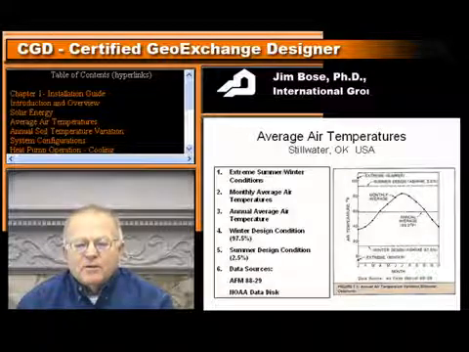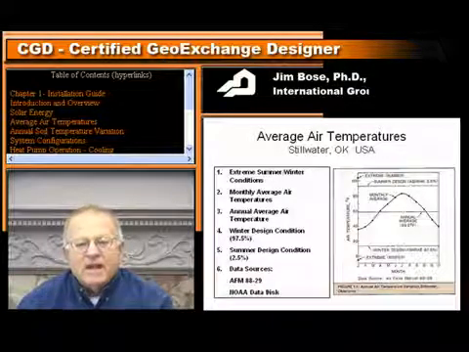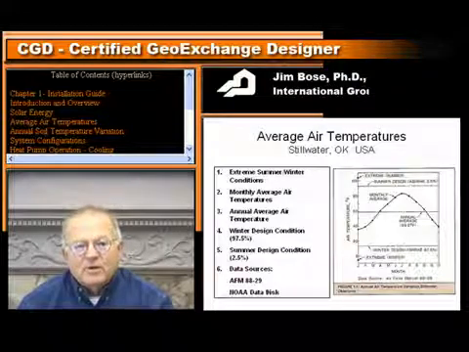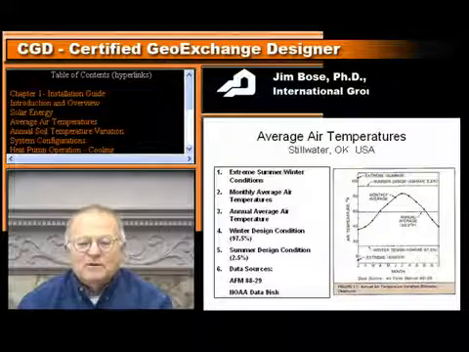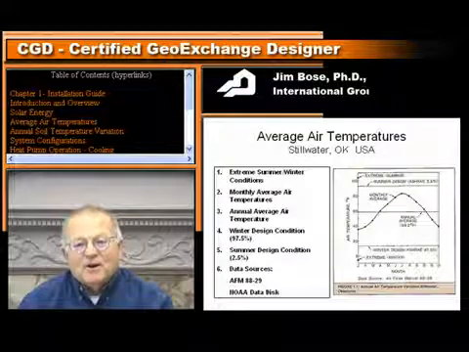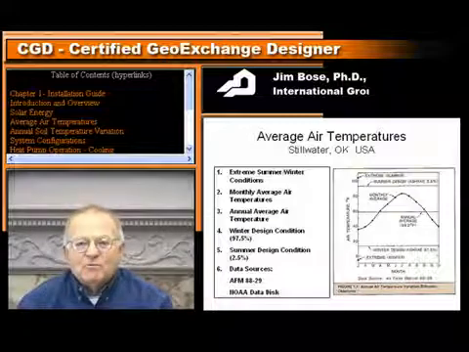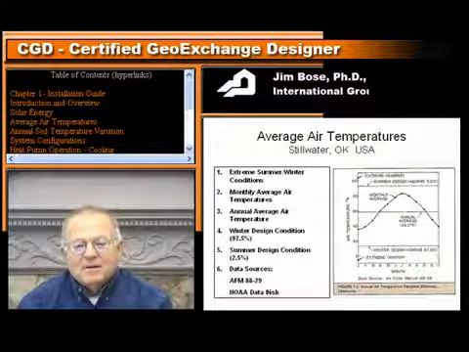Across the middle there you see a horizontal line. That's the annual average temperature of the air in Stillwater, Oklahoma, which is a nice balmy 59 to 62 degrees Fahrenheit. So if you lived in Stillwater, you might say, well, on the average, it's a really pretty nice place to live.